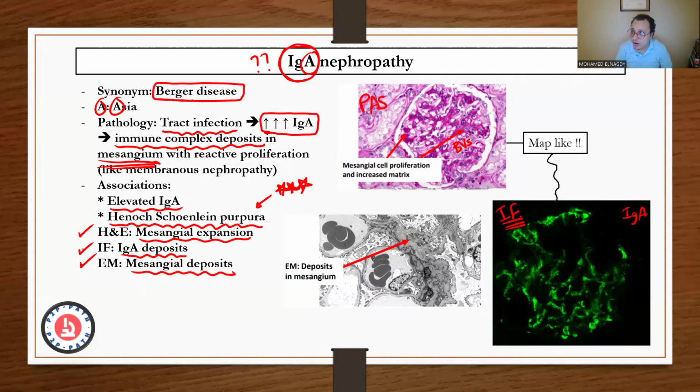So now let's memorize. Immune complex deposits, IgM. What is it? Focal segmental. And immune complex, IgG. What is it? Seham, go ahead. Membranous. And what else?